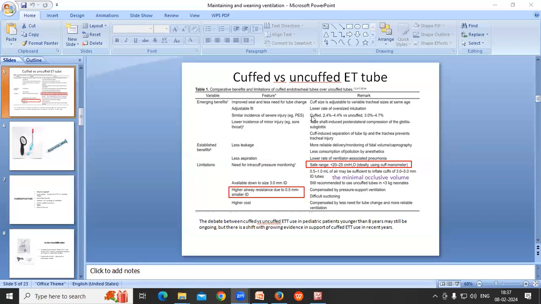Is my arrow mark visible? Yes, sir. Can you read this point? What is the percentage difference between cuffed and uncuffed? See here: cuffed 2.4 to 4.4, uncuffed is 3.2. What is the major difference here? Similar incidence of severe injury. That is what the study is telling us. So your answer is wrong. Next.